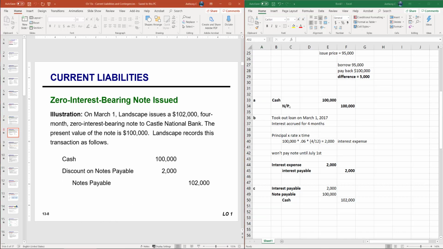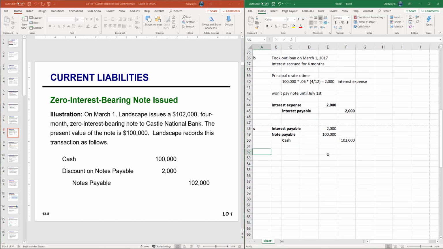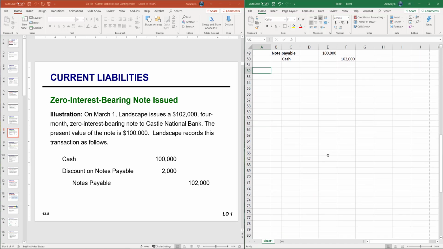Let's move on to an example of a zero interest bearing note. So on March 1st, Landscape issues a $102,000 4-month zero interest bearing note to cash from National Bank. Present value of the notes, $100,000. Landscape records this transaction as follows. Okay, so in this case, the face value of the zero interest bearing note is 102.